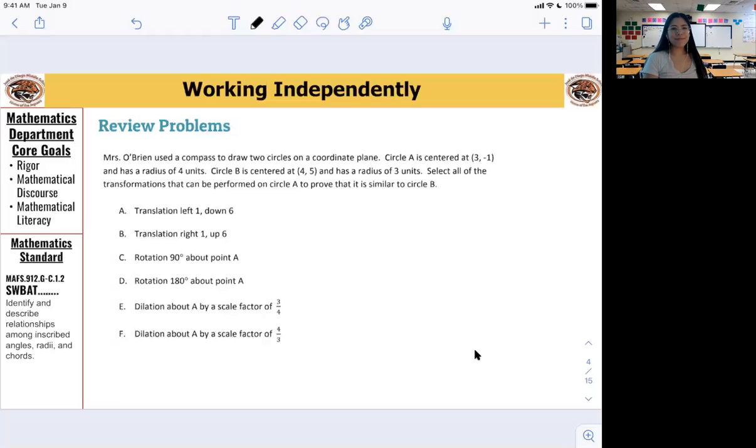So who? O'Brien. Okay, Miss O'Brien used a compass to draw 2 circles on a coordinate plane. Circle A is centered at 3, -1 and has a radius of 4 units. Circle B is centered at 4, 5 with a radius of 3. Select all of the transformations that could be performed on circle A to prove that it is similar to circle B. All right, thank you. So no graphs, but we got numbers to work with. So use the numbers instead and see how we do on this type of problem. Go ahead.